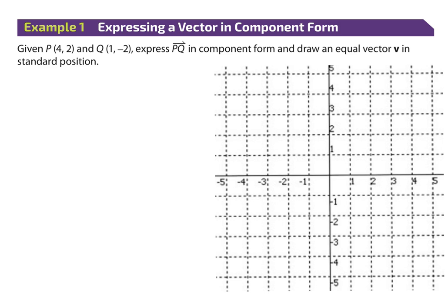They are broken down into the different components, horizontal and vertical components. And so you'll have a starting and an ending point like they have here. Given P and Q, express PQ, so from P to Q, in component form, and draw an equal vector V in standard position. Okay, so let's talk about what all of that means.